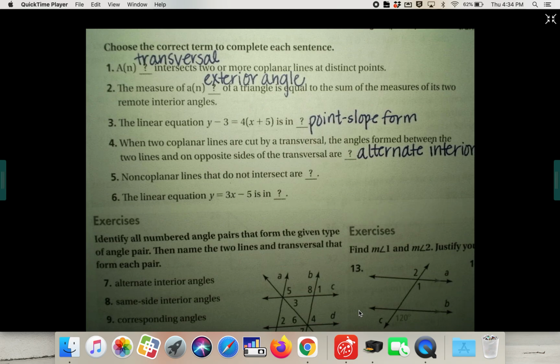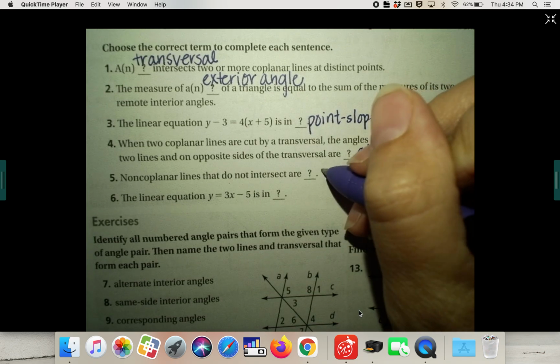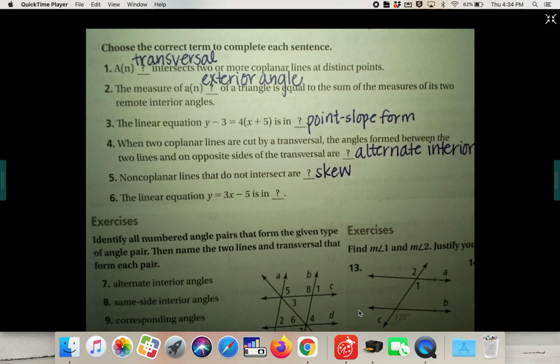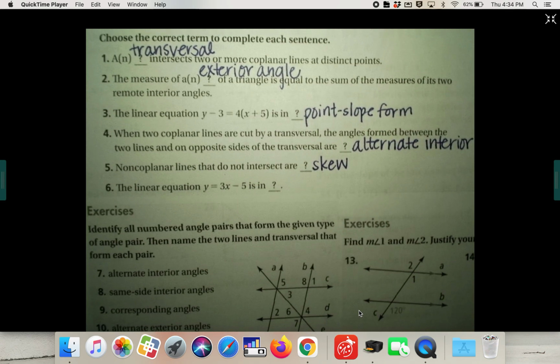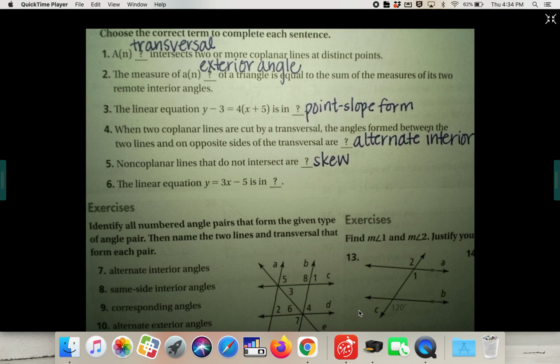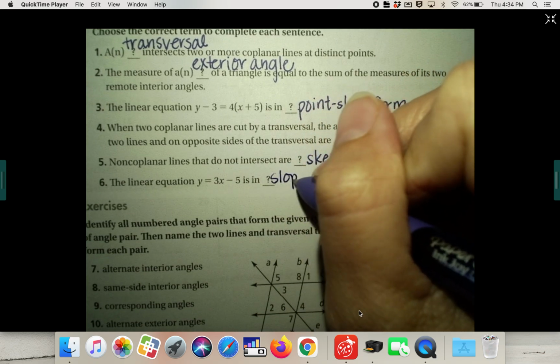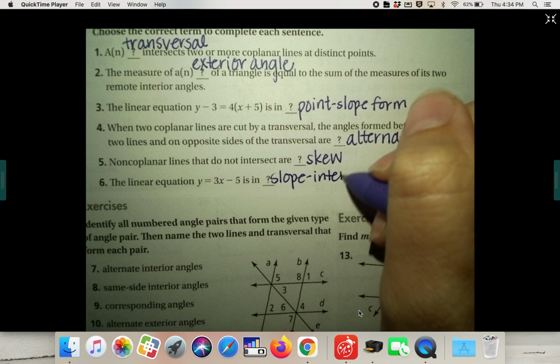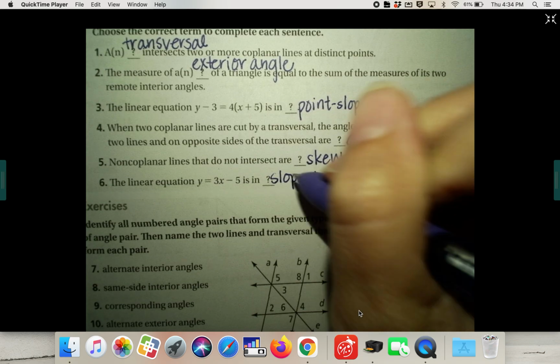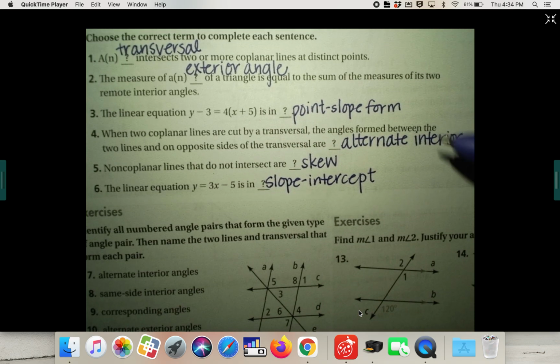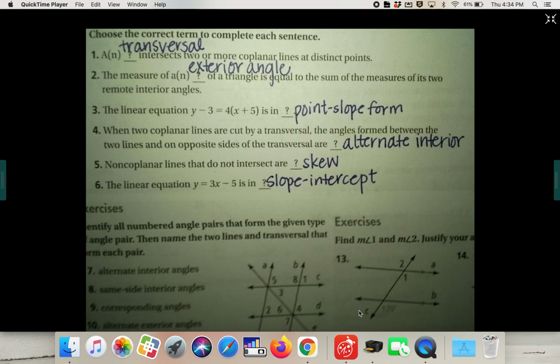Number 5, non-coplanar lines that do not intersect would be skew. And then number 6, the linear equation y equals 3x minus 5 is in slope-intercept form. All right, there won't actually be vocab like this on your quiz. It's just a good idea to review it so you know how to use it.